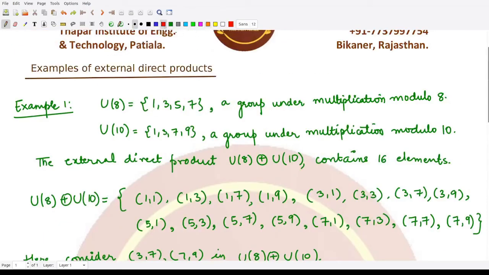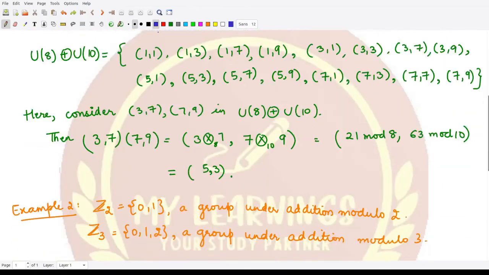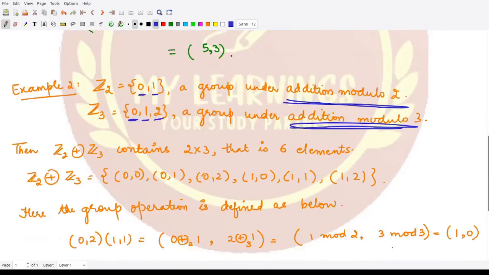As for the next example, let's consider two groups. The first group is Z2, which consists of two members 0 and 1. This is a group under addition modulo 2. Then we have Z3, which consists of 3 elements 0, 1 and 2. This is also a group under addition modulo 3. For these two groups, we want to calculate their direct product. The first group contains 2 elements and the second contains 3, so in total we have 6 elements in this direct product.